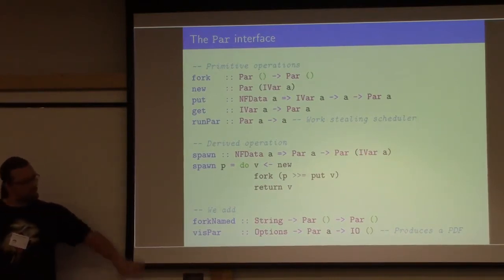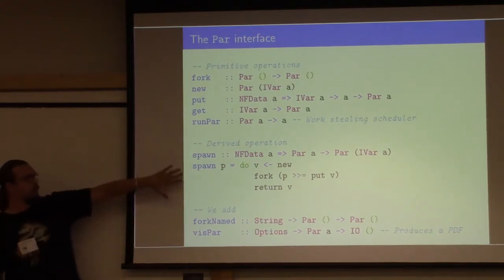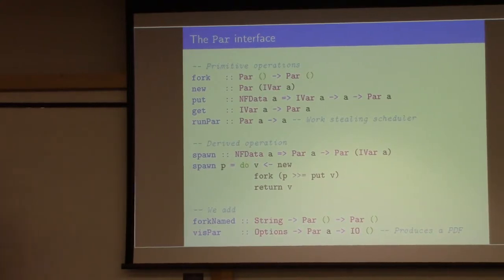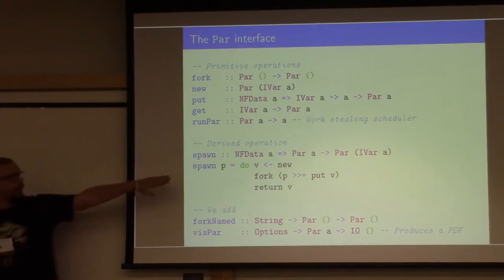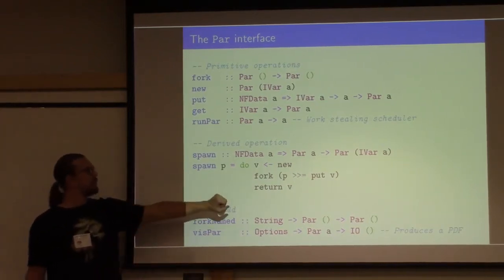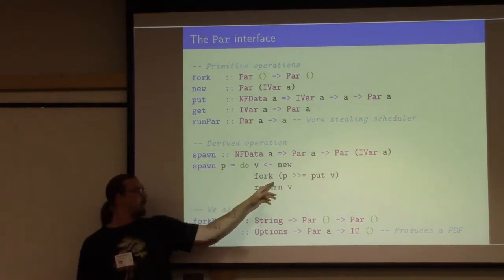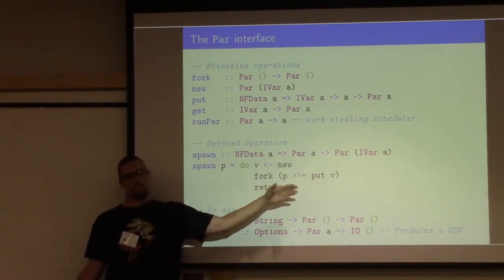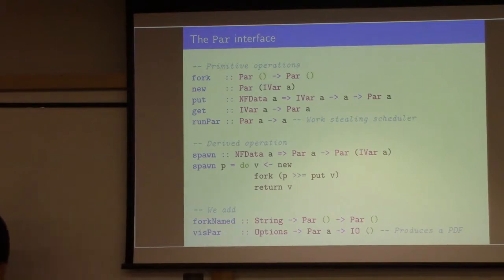Right. So we can see that using this interface, we can derive the spawn operation we saw earlier. We just create a new IVar, which is going to be used to communicate the result. We fork the computation which computes the value in parallel, which is then going to put this result into the IVar, and then we return the IVar, which we can later use to get the result.